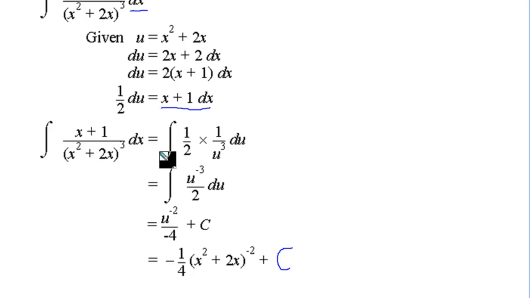And when we make that substitution, (x + 1) dx is a half du, and we have 1 over u cubed, which is u to the power of minus 3, over 2. Add 1 to the power, divide by the power, so the minus 3 goes to minus 2, and then we're able to do our substitution back once we've integrated.